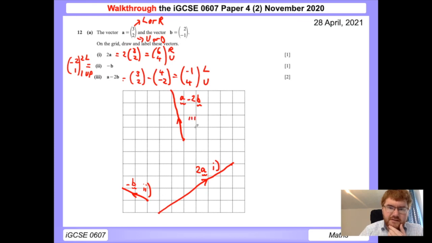And then I'd also write this is part 3, just so you're very clear to the examiner exactly which vector is which. And do use a ruler in the exam. I do not have a ruler, but please use a ruler.